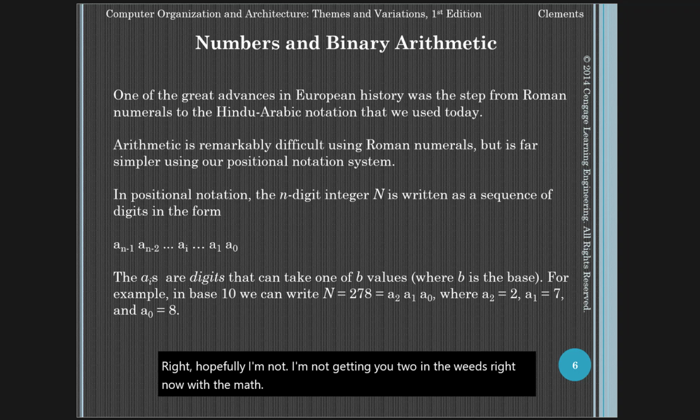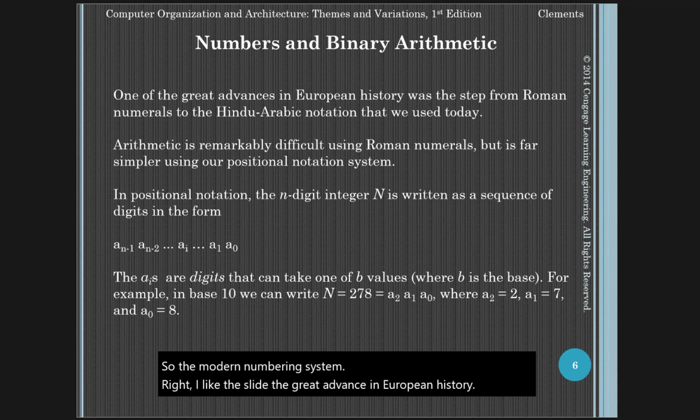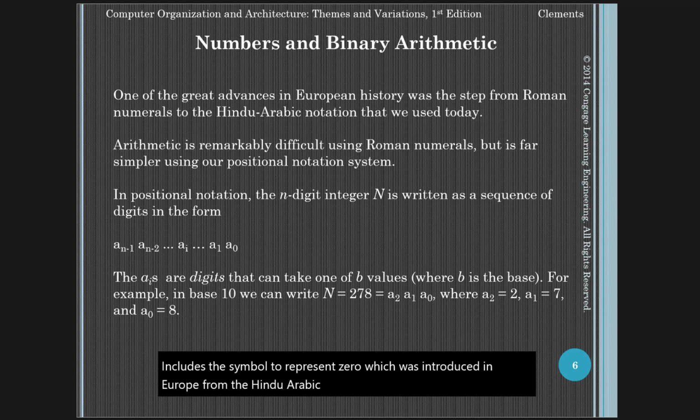So the modern numbering system, right? I like the slide. The great advance in European history includes the symbol to represent 0, which was introduced in Europe from the Hindu-Arabic world about the 1400s, right? Before the 1400s, we didn't have a way to express 0. Isn't that fascinating? I'll get off on a tangent about math.